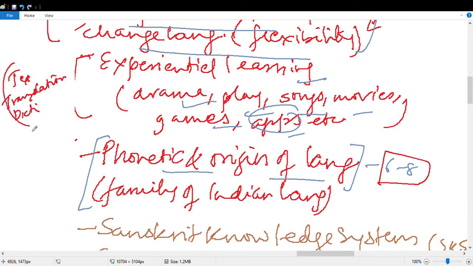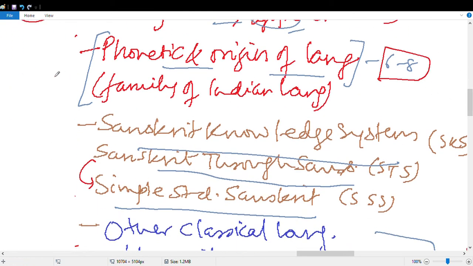So, the method of how it should be used is in line with those of 1968 and 86, but how many languages should be introduced is again a contradiction with that of 1968 and 86. Phonetics and origin of languages are to be done so as to understand how the family of Indian languages has developed over a period of time. It would be done at class 6 to 8 level. It would be optional in nature.